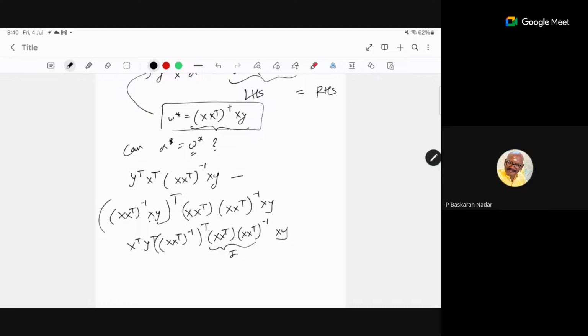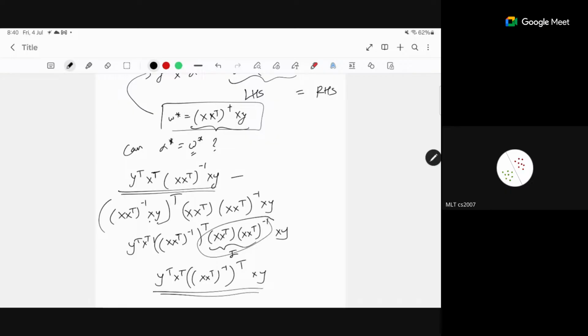Then what will I have here? The first term should be Y transpose X transpose. So now this is I, and I'll remain with Y transpose X X transpose pseudo inverse transpose XY, and that is exactly equal to this term. So this minus this will be equal to 0.